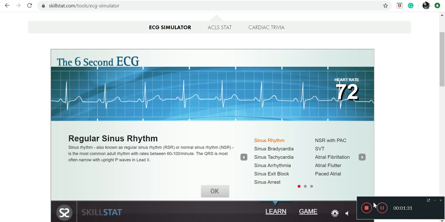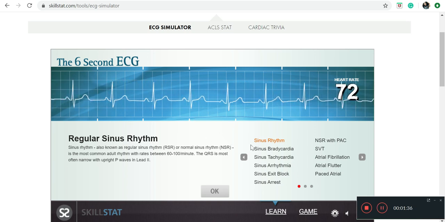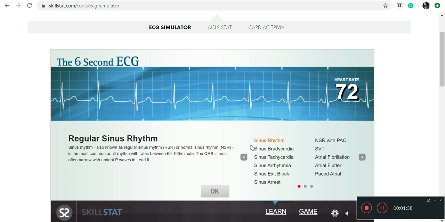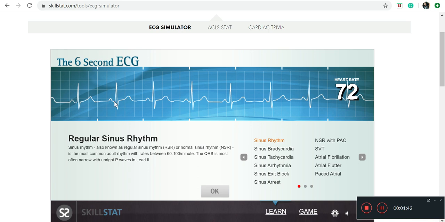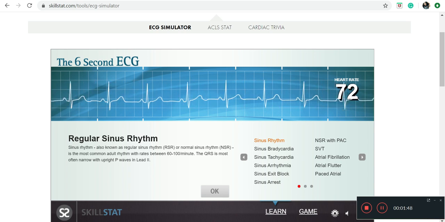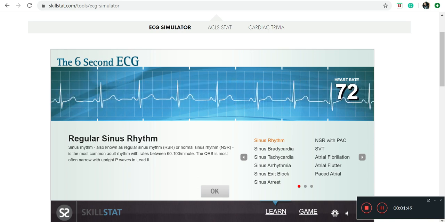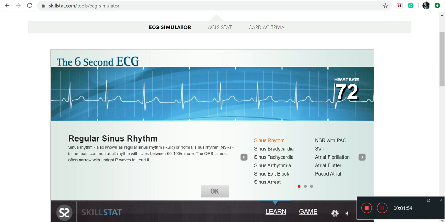I also want to show you what it would look like in motion. If you're looking on a monitor, this is what your normal sinus rhythm would look like. You see that the P's are upright, you have your QRS, and you have your QT. So this is your normal sinus rhythm. You don't see anything dropped or missing. You have all your waves there.